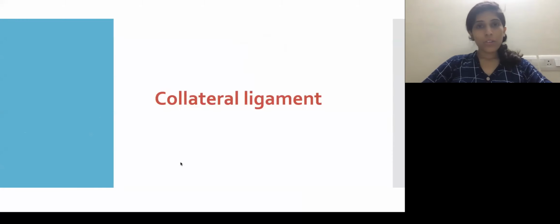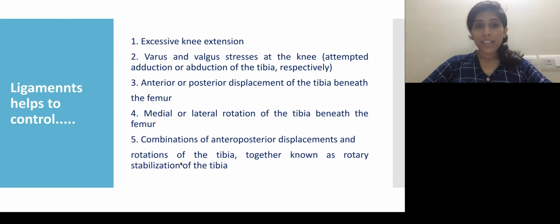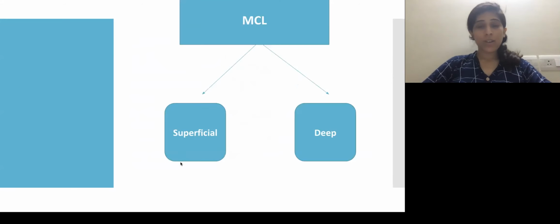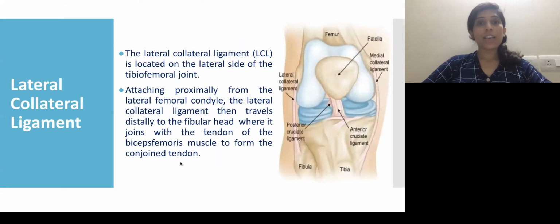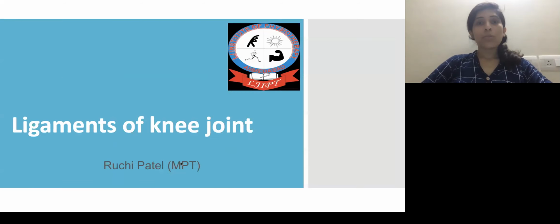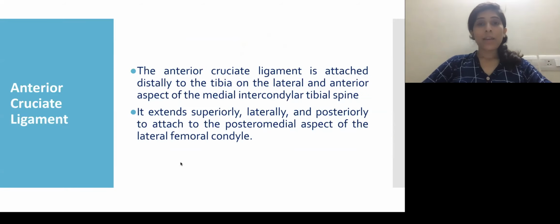As we all know, the collateral ligaments are the medial collateral ligament and the lateral collateral ligament. The details of both ligaments we already studied in the last lecture. So today we'll start with the cruciate ligaments. As we all know, there are mainly two cruciate ligaments, the anterior cruciate ligament and the posterior cruciate ligament.